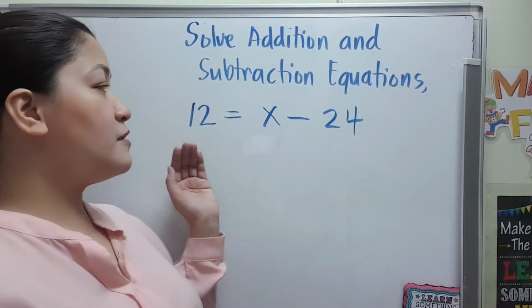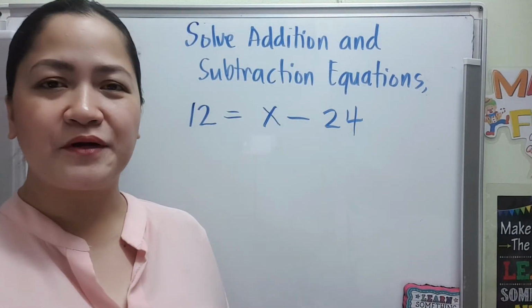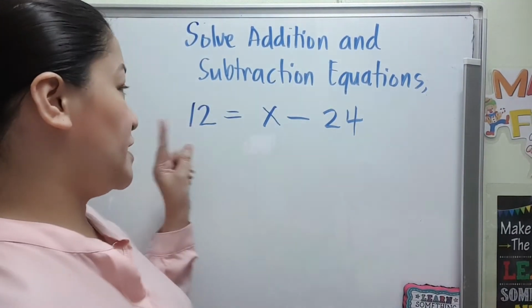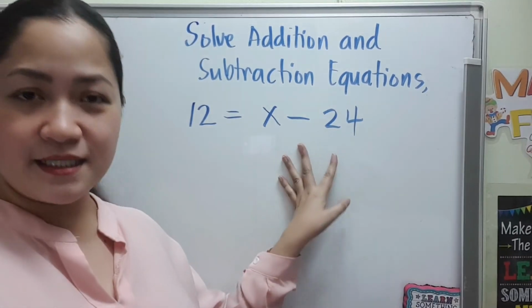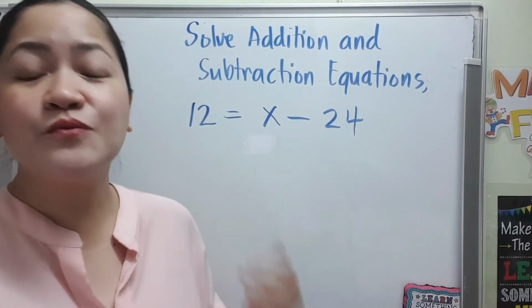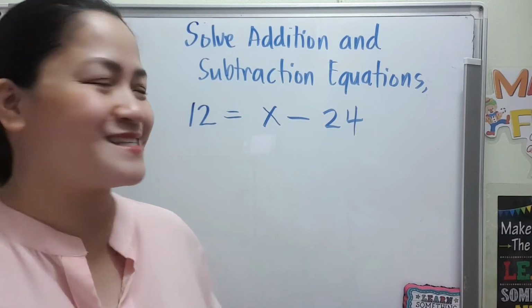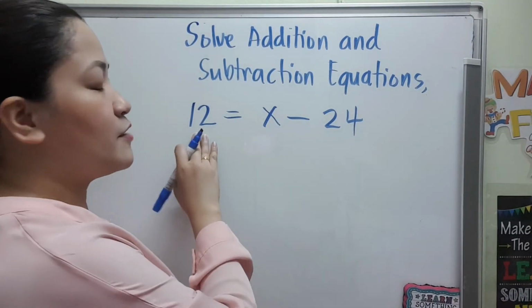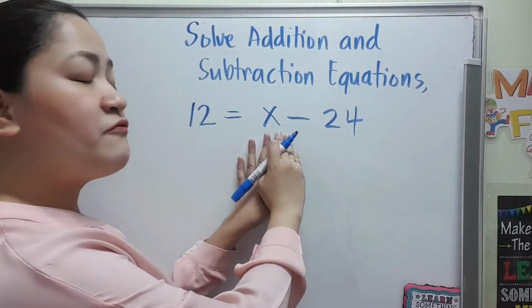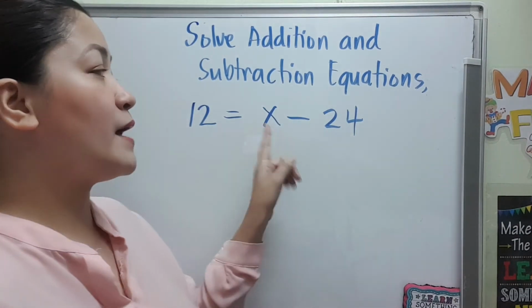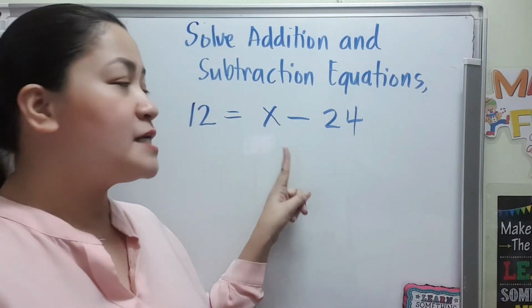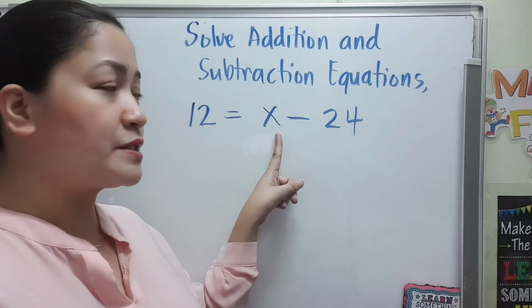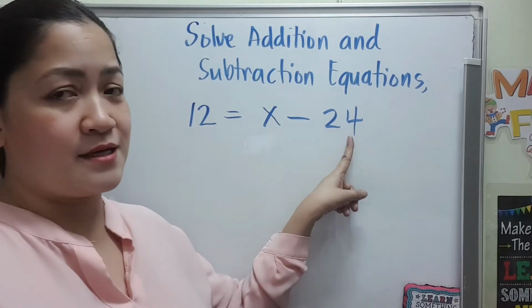How about 12 equals x minus 24? Don't worry if there is only one term on the left and two terms at the right. You will still follow the same process. As you can see here, we only have one term. Our variable is on the right side. That means we have to leave it there alone. So how are we going to leave it there alone? That means we will remove 24.